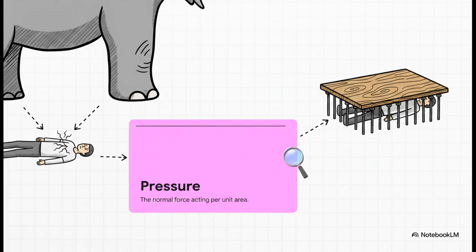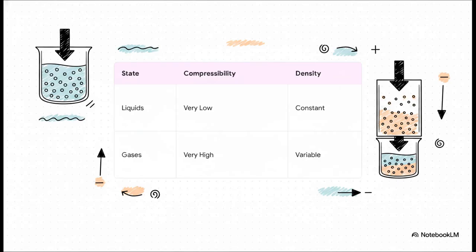So why does the performer survive? It's all about the coverage area. The smaller the area a force acts on, the greater the impact. Pressure is literally just about how widely that force is distributed. Now, while liquids and gases are both fluids, they handle that pressure very differently. Liquids have a much lower compressibility. Their density varies very little, even under wide pressure and temperature ranges, so we generally treat them as incompressible. They basically maintain a fixed volume.